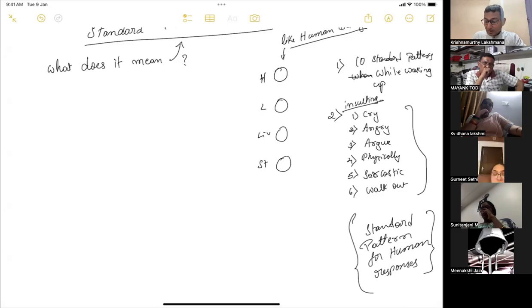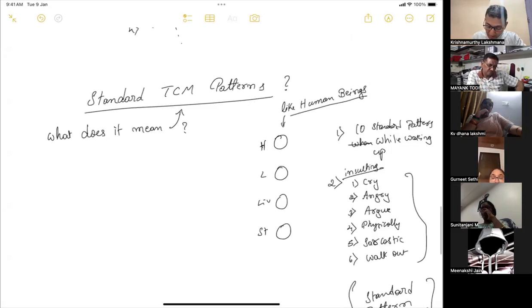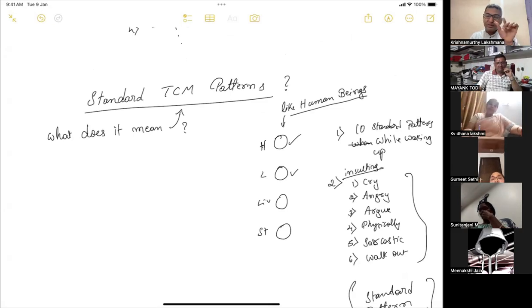Similarly, each of these organs behaves in a certain way for a certain situation. Okay. There are not infinite. Do you have infinite variations when you wake up? Or a very finite number of variations?